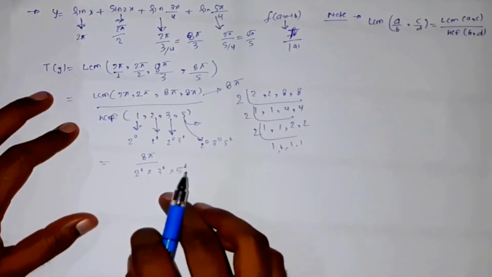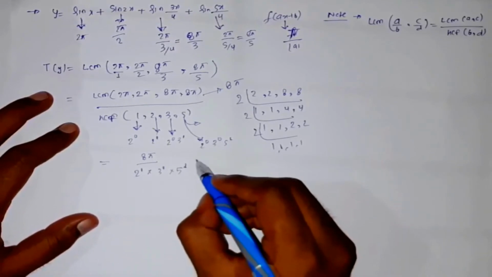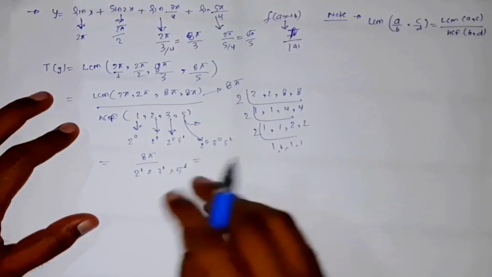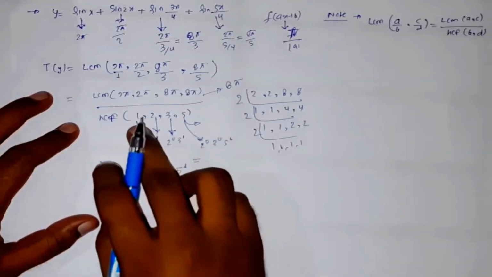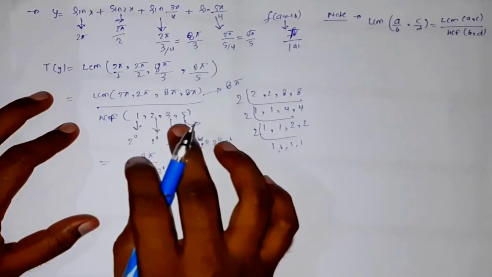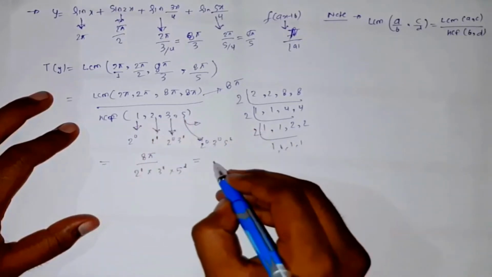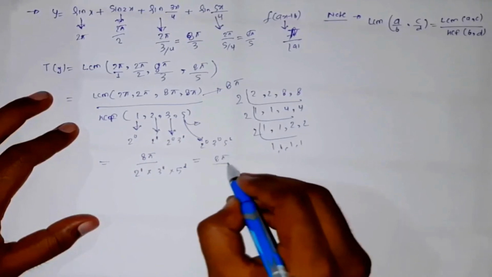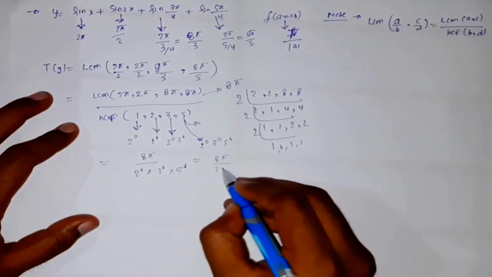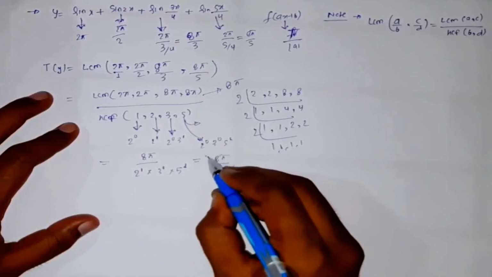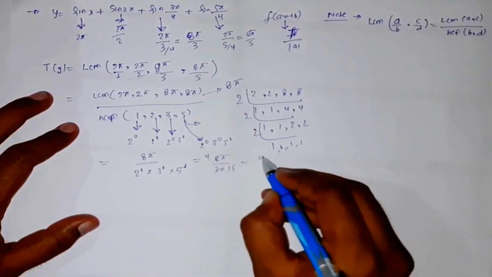I hope you know how to calculate the HCF of a number of numbers. Okay, so here will be 8 pi divided by 2 into 15 into 4 equals 4 pi divided by 15. So here is the answer.